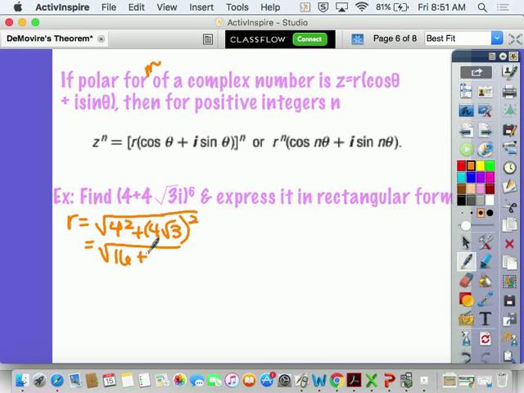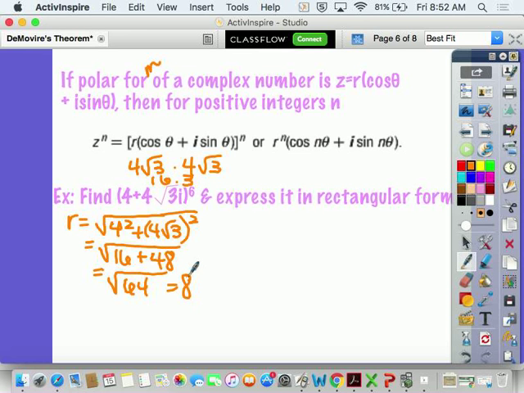16 plus, what's 4 root 3 squared? It's going to be 16 times 3, because when you square this, you're multiplying it by itself. 4 times 4 is 16, root 3 times root 3 is 3. So 16 times 3, which is 48. What's 16 plus 48? The square root of 64 is? Nice number, awesome. Now we need to find theta.